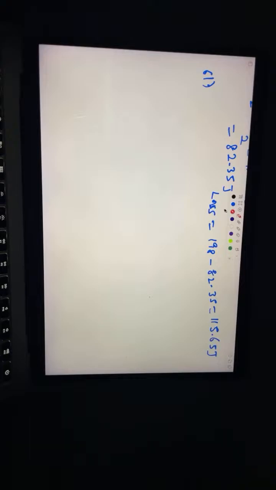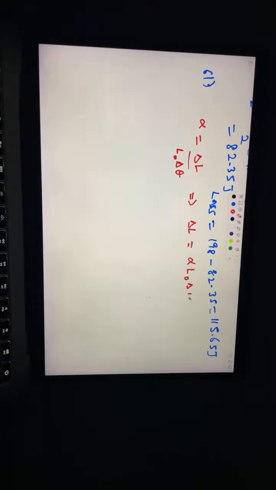Okay, 61. We have a linear expansivity. What temperature rise would cause it to increase by 1 over 10 of its original length? So one thing we know is that the coefficient of linear expansivity is change in L over original length multiplied by change in theta. That means that change in L equals alpha times original length times change in theta.